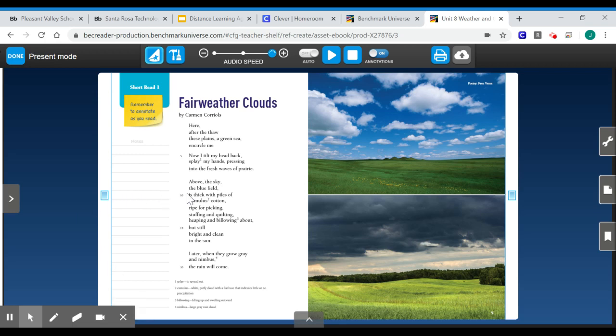Let's look at line 9. It says, the blue field, okay? The blue field is comparing the sky to a regular field. And it's just saying that it's very big because a field is large. It happens to be blue, not green. And we're talking about the sky. It's not talking about land. And that's a comparison, not using like or as. It says above the sky, the blue field. Doesn't use like or as, but it compares the sky to a blue field. And you're going to be working on that in your chart today.